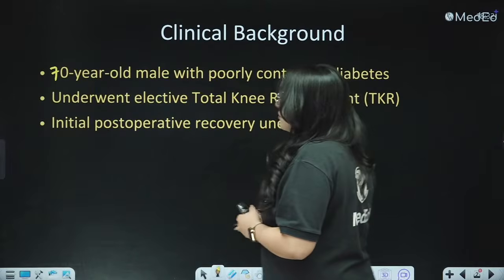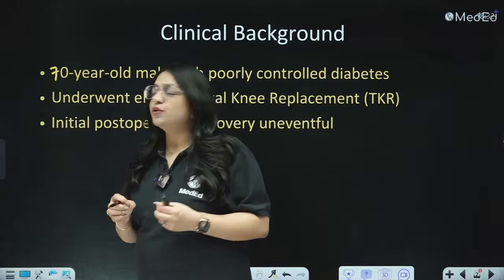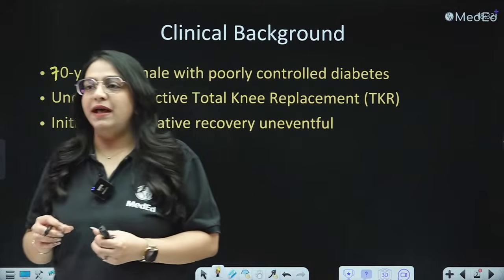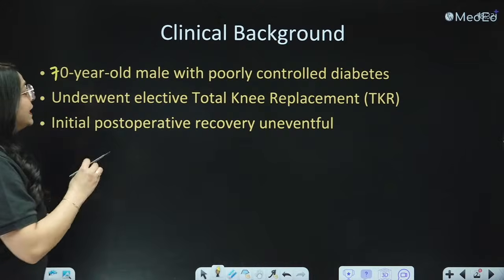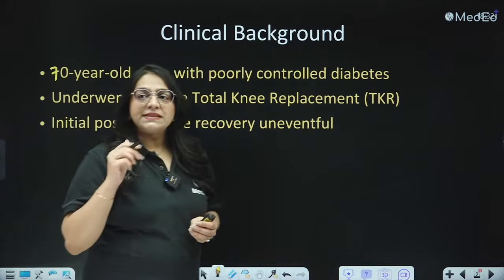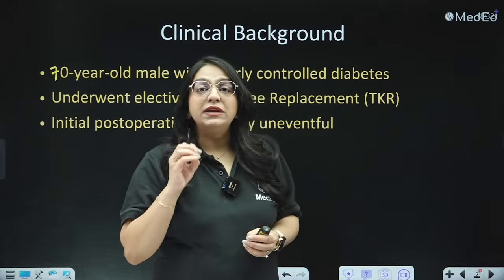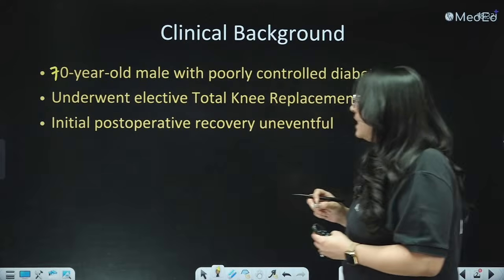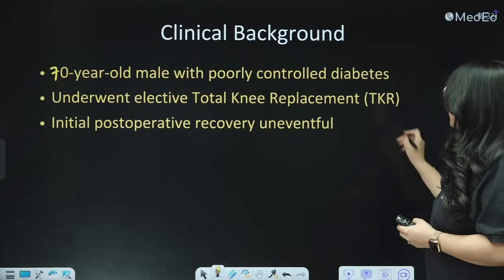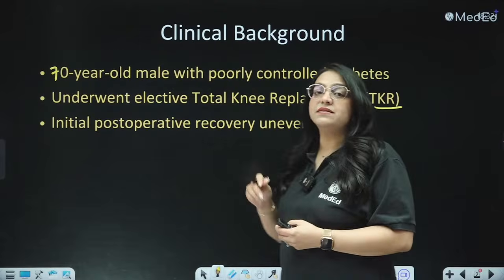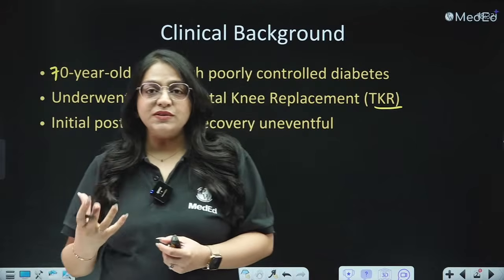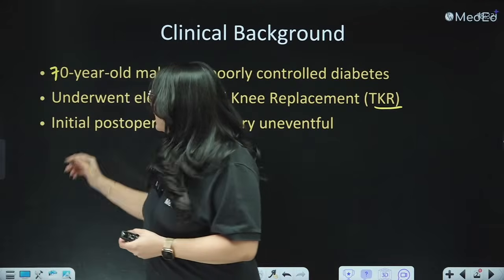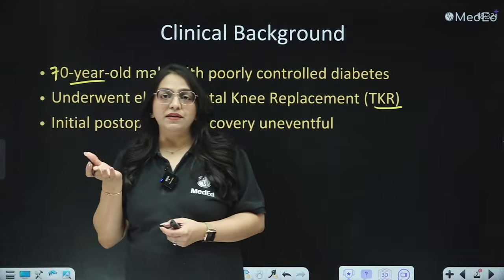The clinical background of the patient is that he is a 70-year-old man with poorly controlled diabetes. That is one significant history. He underwent an elective total knee replacement. Total knee replacement is a very common orthopedic surgery, performed especially in old age patients such as the 70-year-old man here.